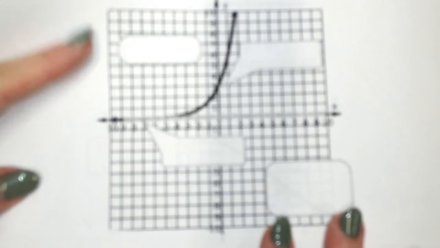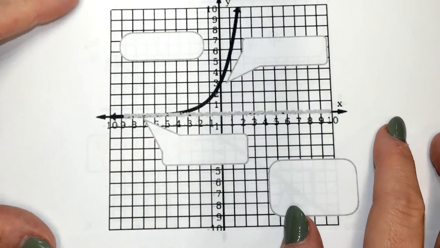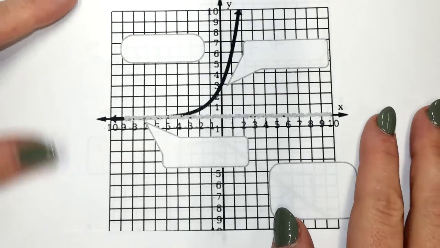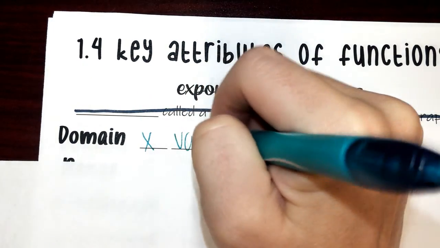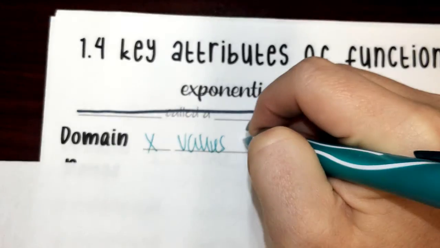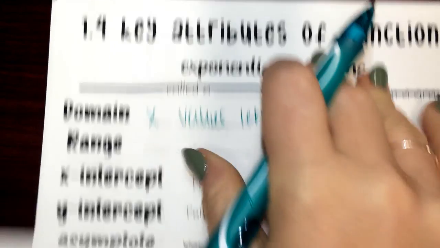Let's look at the key attributes of our exponential functions. And you can see this is what an exponential graph looks like. I don't have this in words, it's just a piece that's kind of curved but not exactly like our quadratic. So our domain is going to be the same. It's our x values scanning from left to right.